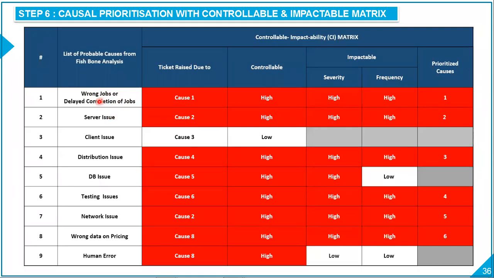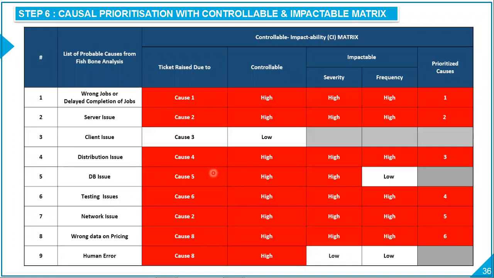You could see, first cause, wrong jobs or delayed completion of jobs, is highly controllable, highly severe, and highly frequent, and that's why it's one of the critical causes you prioritized. Likewise, the second cause, server issue, then the fourth cause, distribution issue, then the sixth cause, testing issue, seventh cause, network issue, and eighth cause, wrong data on pricing. So 6 causes you have prioritized as critical causes from the list of 9 probable causes. That's what you did in the CI matrix exercise, right?